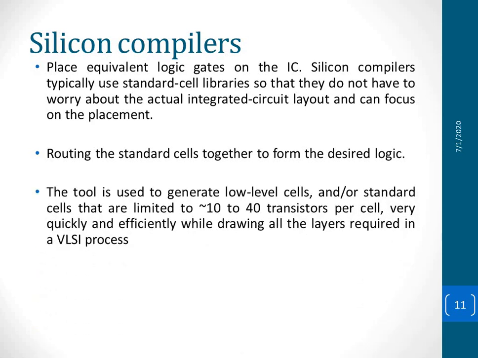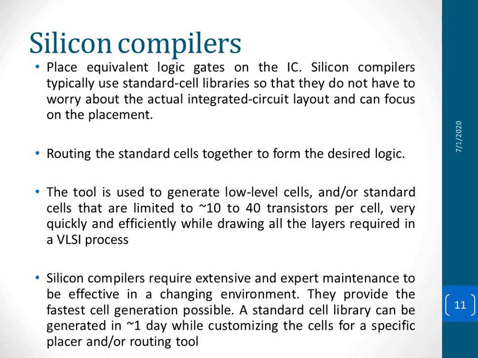The tool is used to generate low-level cells and/or standard cells that are limited to 10 to 40 transistors per cell very quickly and efficiently while drawing all the layers in a VLSI process. Silicon compilers require extensive and expert maintenance to be effective in a changing environment. They provide the fastest cell generation possible. A standard cell library can be generated in one day, while customizing the cells for a specific place and route tool.